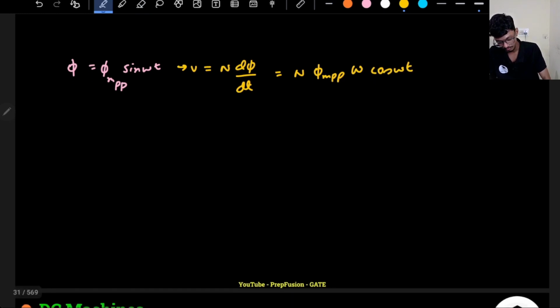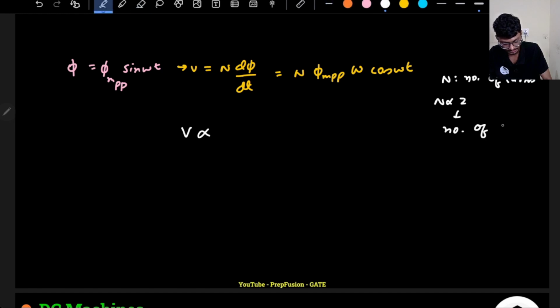So roughly what I can comment is my induced voltage is also proportional to the number of turns. N is the number of turns, which in turn is proportional to Z. What is Z? Z is the number of conductors. I will derive this expression later on as well.